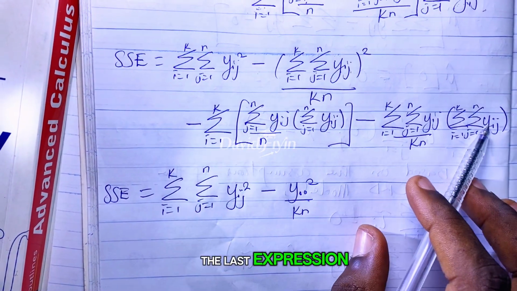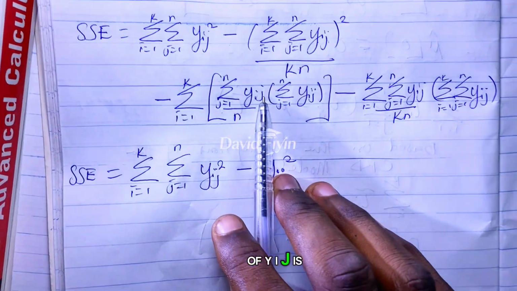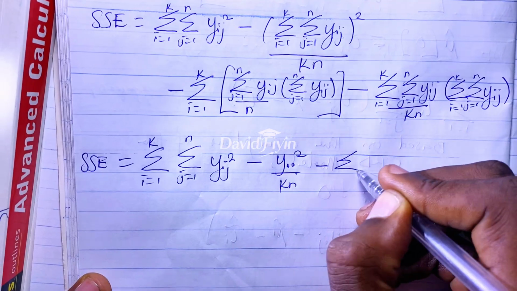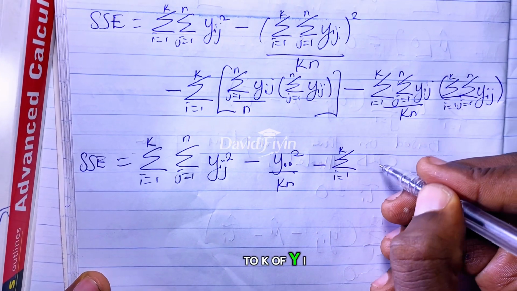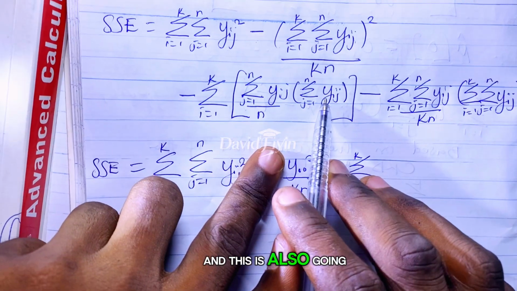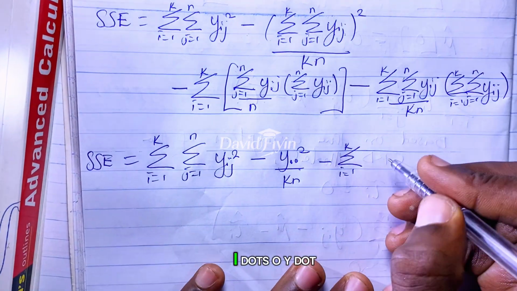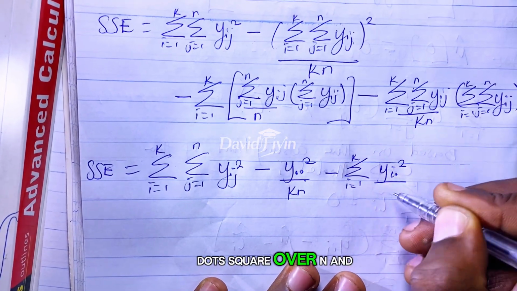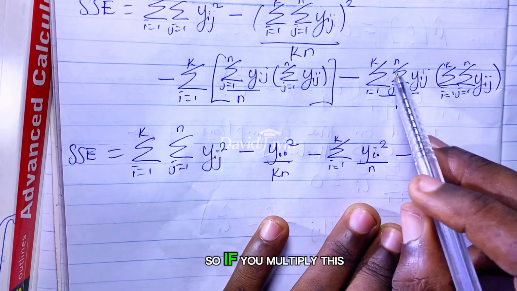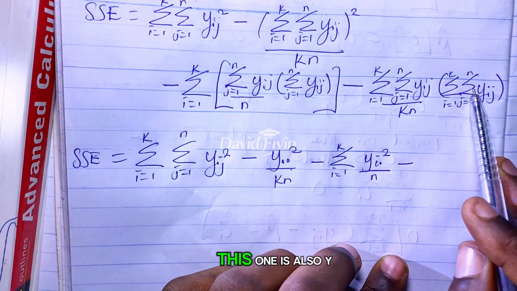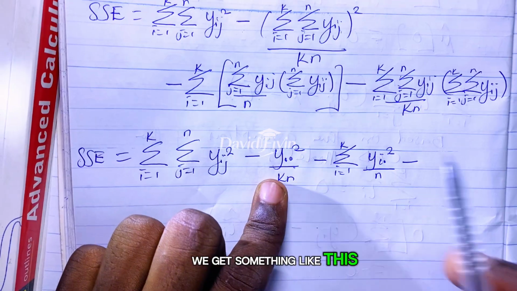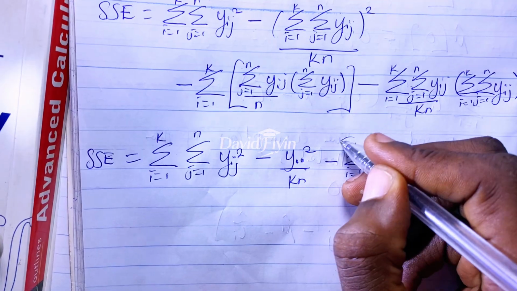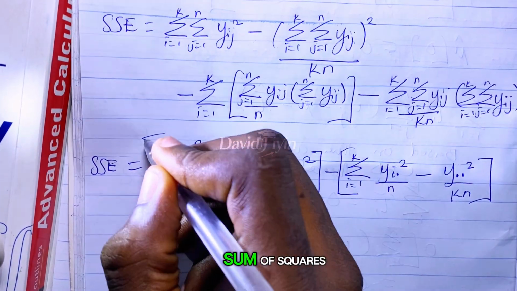So that's that. And for the last expression now, this summation over j of y_ij is what we usually denote by y_i dot. So this is going to give us minus summation of i equals 1 to k of y_i dot squared over n, because this is going to be y_i dot and this is also going to be y_i dot. So if we multiply them together, we're going to have y_i dot squared over n. Then minus, if we multiply this together, this one is also y dot dot, this one is also y dot dot. So if we multiply these two together, we get y dot dot squared over kn, and this is our partitioned sum of squares.